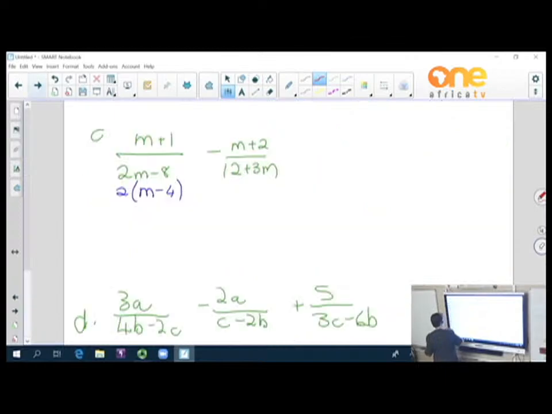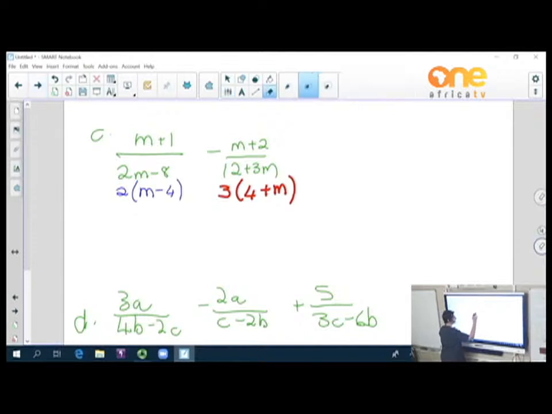Right, the next one, C. So we started already here to factorize. Here we're going to factorize. I take out the 3, and then it is 4 plus m. My signs are wrong here, because there I have m minus 4, and then, now this is also a negative. So there's a negative there. Okay, so I have a problem with the signs.